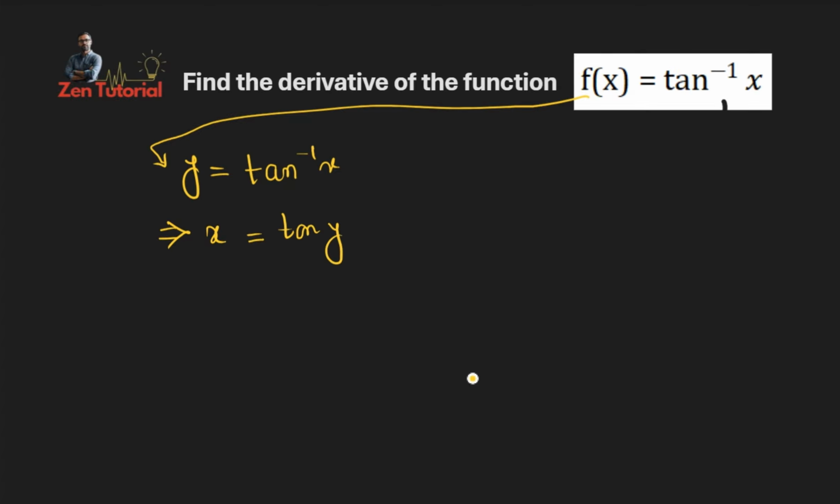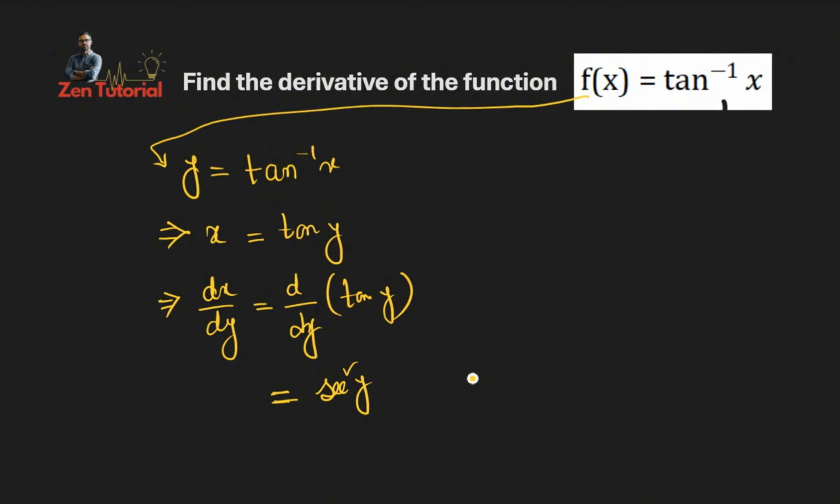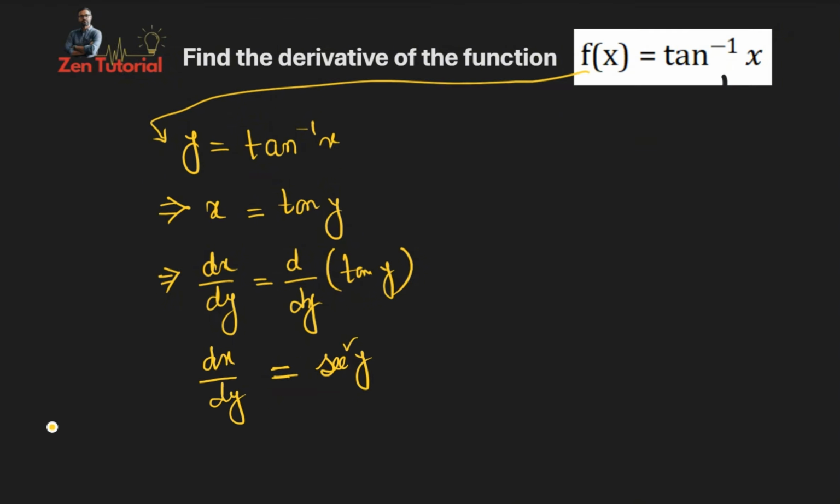Now the angle is actually y. So if we now differentiate dx by dy on both sides, d of tan of y. Why have we done this? Because the angle or the variable here is y, that's why we have to differentiate with respect to y. And by the rules of differentiation, the derivative of tan y is sec square of y. So dx by dy is equal to sec square y. Here the main function was y is equal to tan inverse x, and the variable is actually x.